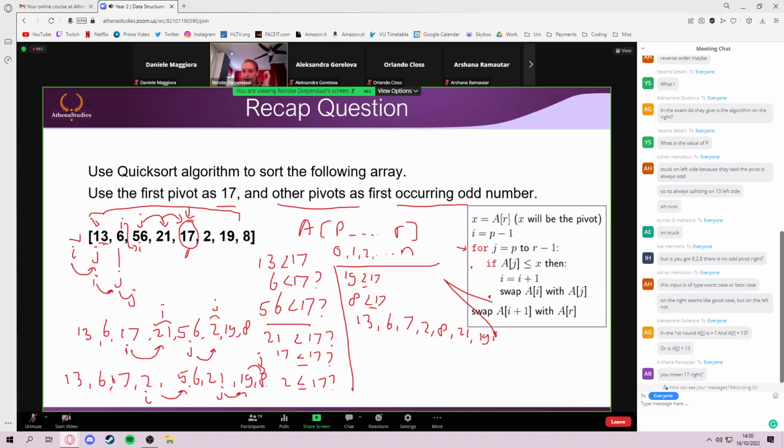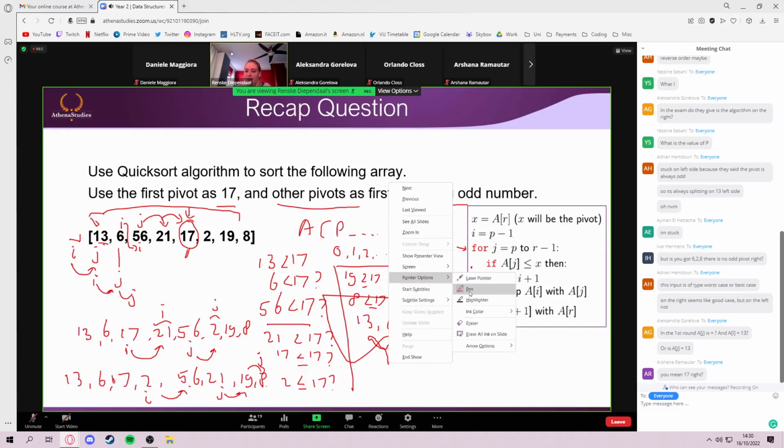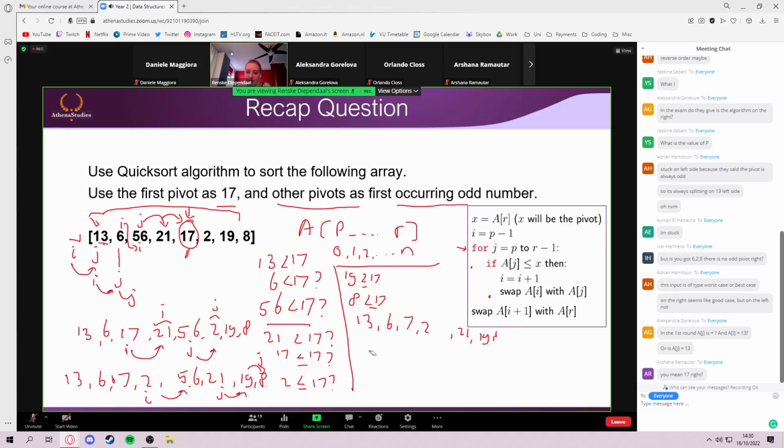Oh, sorry. I'm starting to write through my chats, which apparently makes my pen go nuts. I love Zoom, but sometimes it's a bit hard.